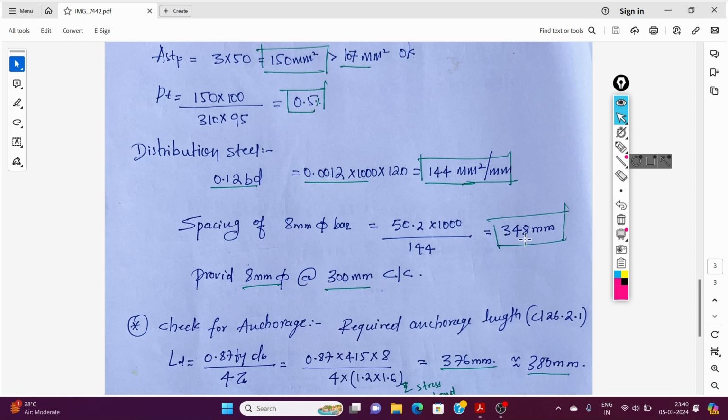We are not going with that much spacing. The maximum spacing we are providing is 300 mm. Not more than this.